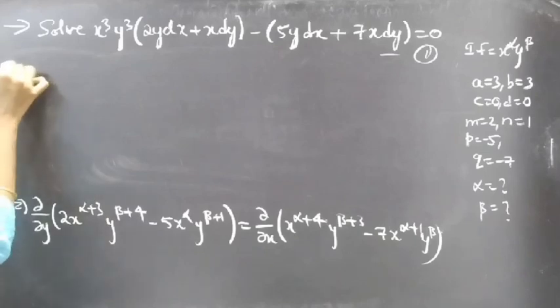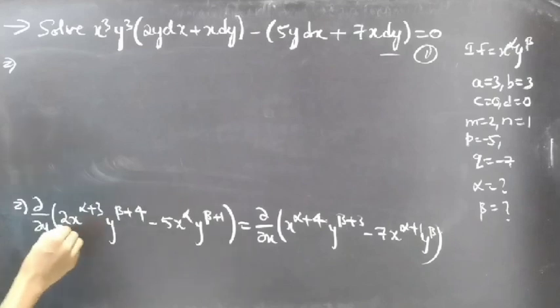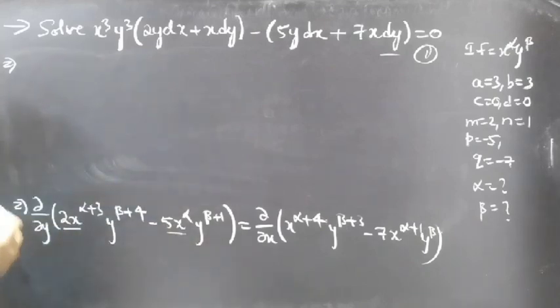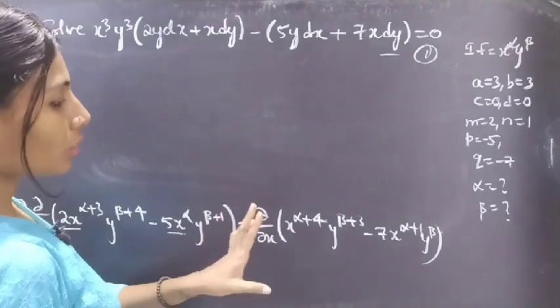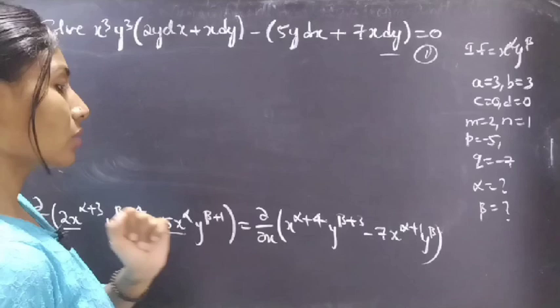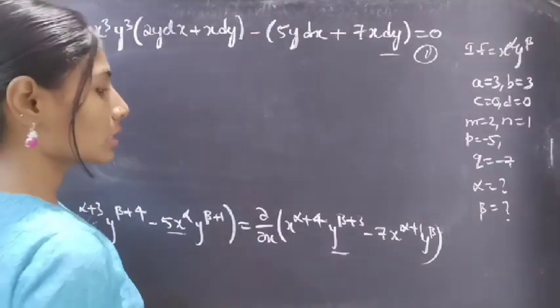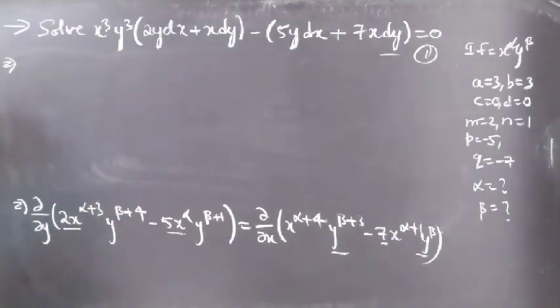this gives us, here in the LHS we are partially differentiating with respect to y. We are differentiating the terms with respect to y, right? So x will be treated as constant. In the first term 2x^(α+3) is constant, and in the second term 5x^α is treated as constant, right? And in the RHS part we need to partially differentiate the two terms with respect to x. So y will be treated as constant: in the first term y^(β+3) is treated as constant, and in the second term 7y^β will be treated as constant.